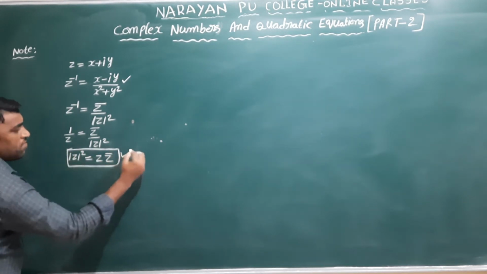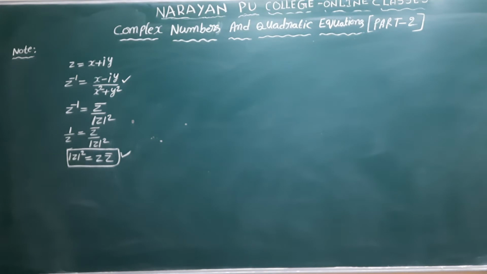So only remember this point: z into z bar equals simply mod z whole square. No need to remember everything else. z into z bar equals mod z whole square. This is an important point for objective problems, but don't apply it in the PU exam.